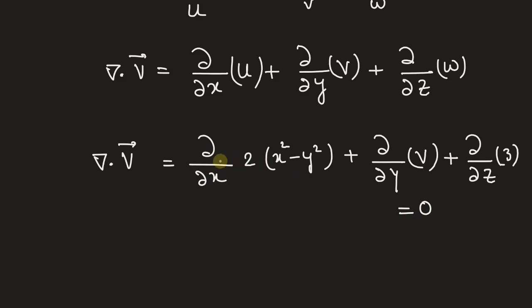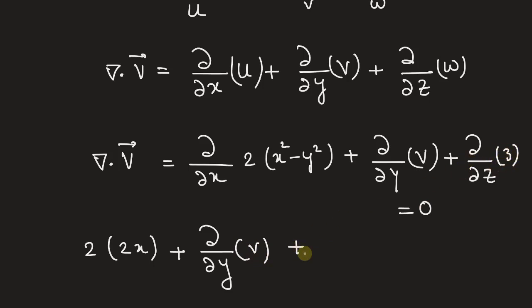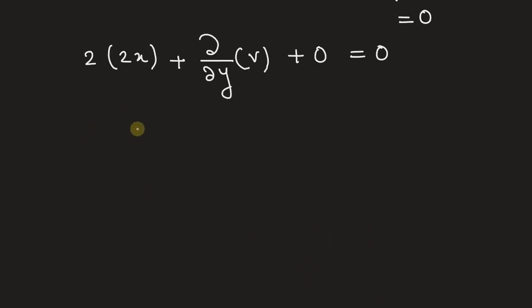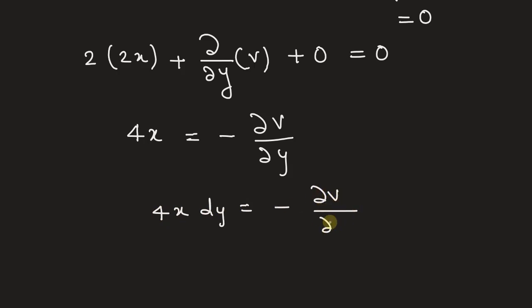Now if you differentiate the first term with respect to x, you will get 2 into 2 times x. Since y is treated as constant, the differentiation of y² will become 0, plus ∂/∂y of V, plus the differentiation of a constant is 0, so this will remain 0 equal to 0. Now solving this equation, we will get 4x is equal to minus ∂V/∂y. Now let's multiply dy on both sides. We will get 4x dy is equal to minus ∂V/∂y into dy.